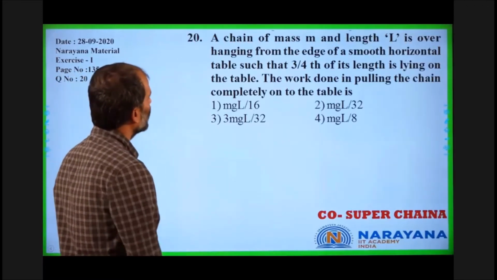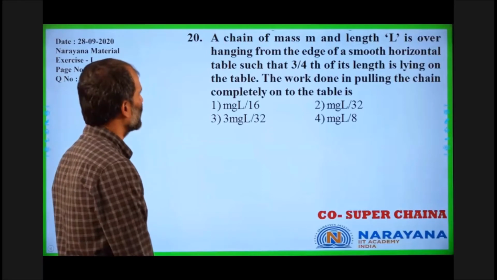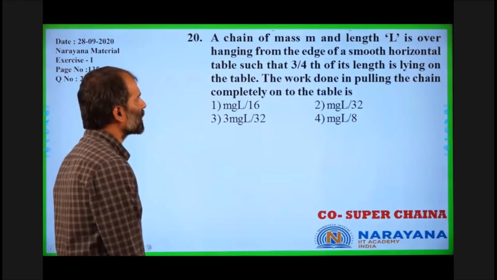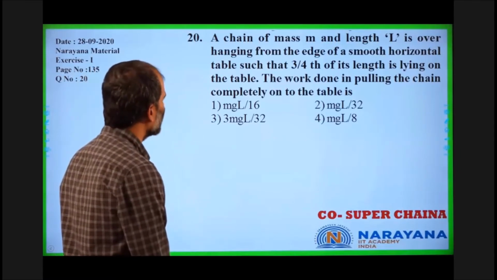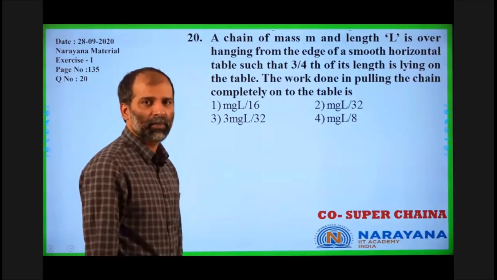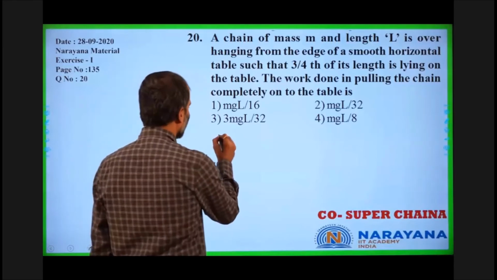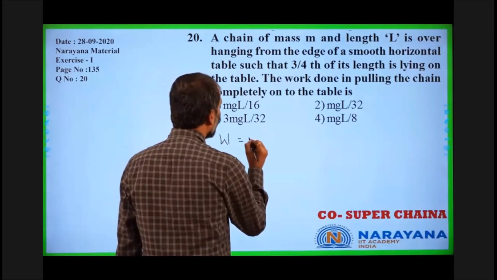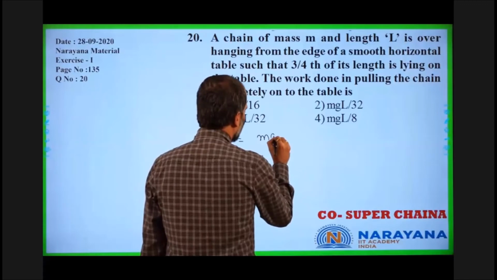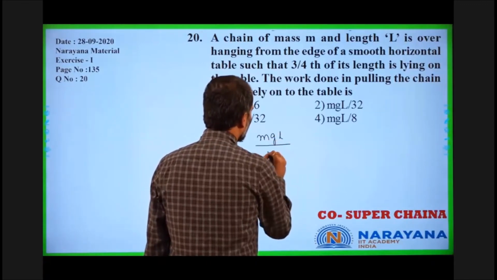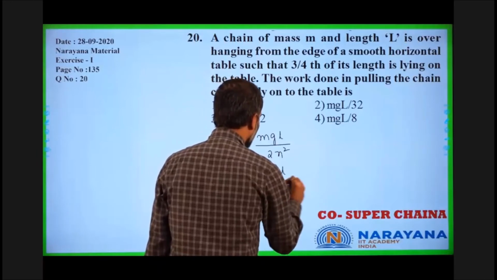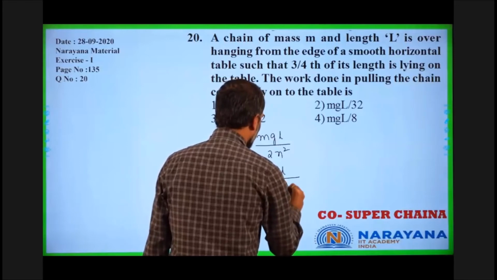In this problem it is given that a chain of mass m and length L is overhanging from the edge of a smooth horizontal table such that 3/4 of its length is lying on the table. Work done in pulling the chain completely on the table is, when 3/4 of the length of the chain is on the table, 1/4 of the length of the chain is hanging. So you know that the work done in pulling 1/nth part of the chain onto the table is mgL by 2n square. So it is m into g into L by 2 into 4 square.